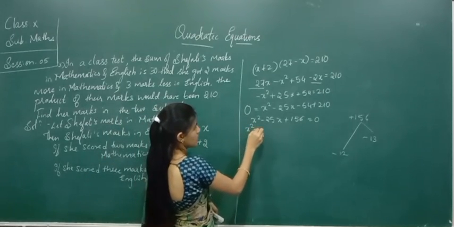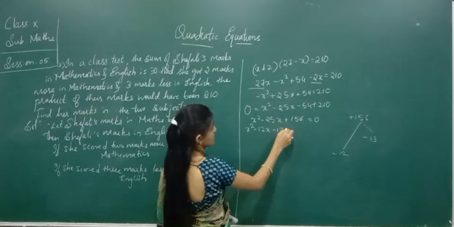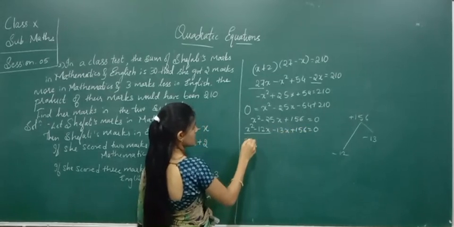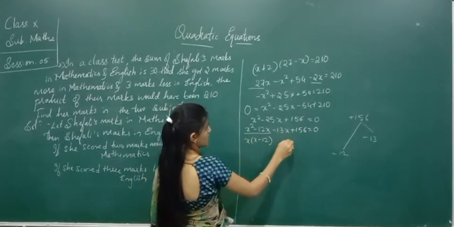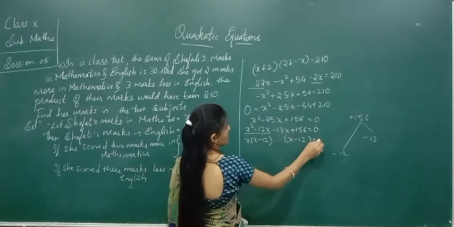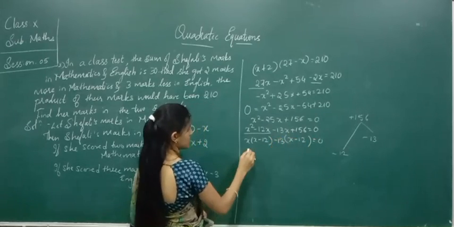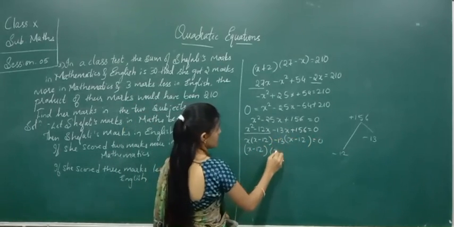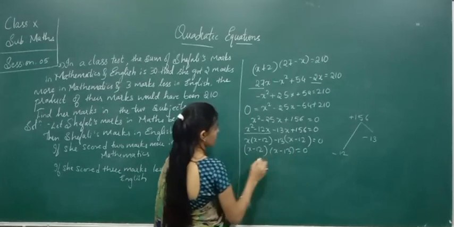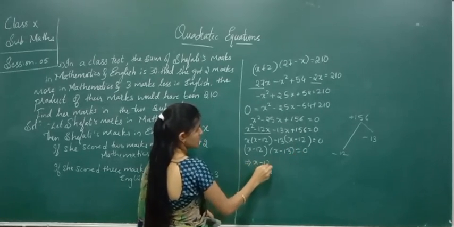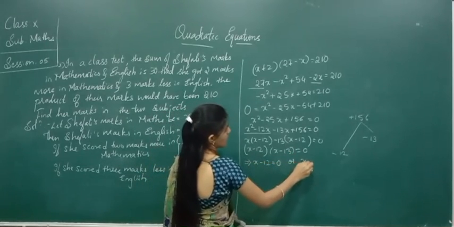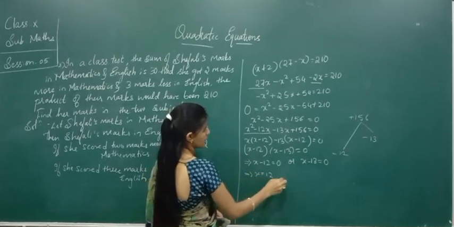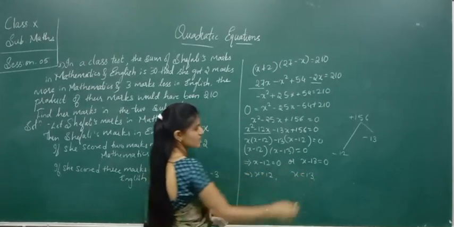Now x square minus 12x minus 13x plus 156 is equal to 0. x is common: x into x minus 12, again x minus 12. Here I am left with minus 13. x minus 12 is common. Taking out that common, I am left with x minus 13 equal to 0. This implies x minus 12 is equal to 0 or x minus 13 is equal to 0. It simply means that x will be equal to 12 or x equal to 13.